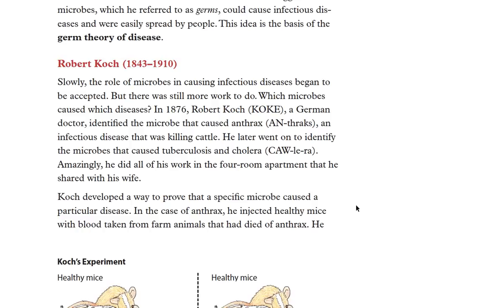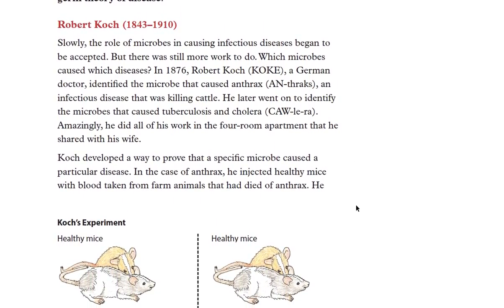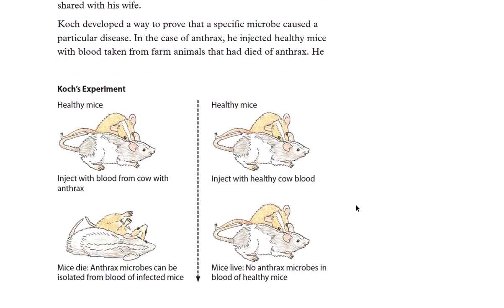Amazingly, he did all of his work in a 4-room apartment that he shared with his wife. Hooke developed a way to prove that a specific microbe caused a particular disease. In the case of anthrax, he injected healthy mice with blood taken from farm animals that had died of anthrax.